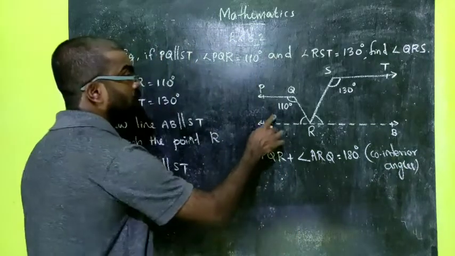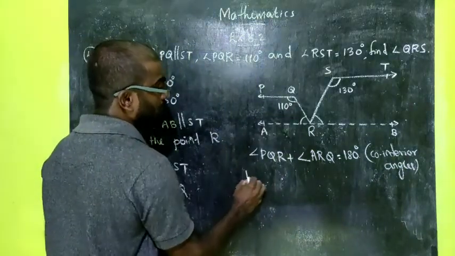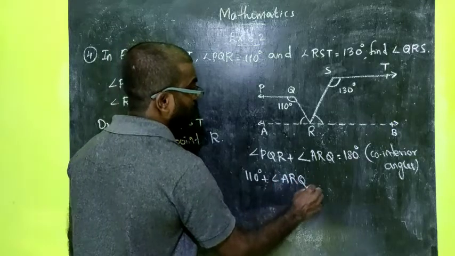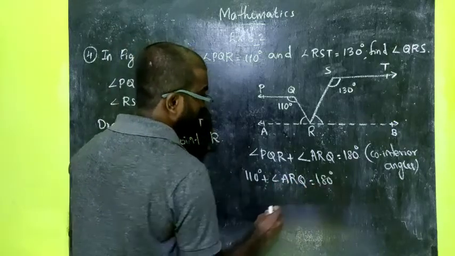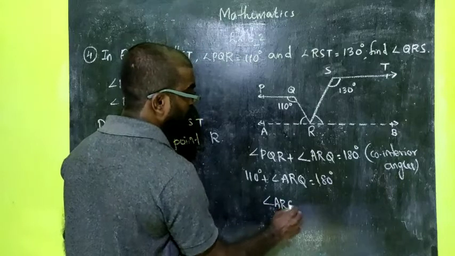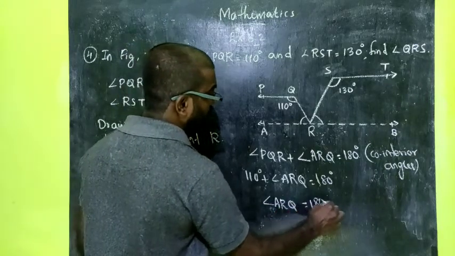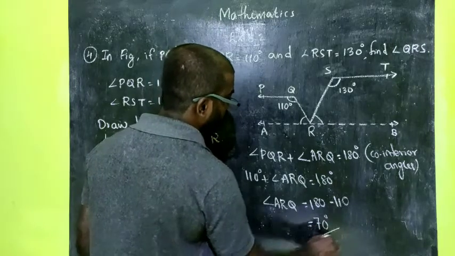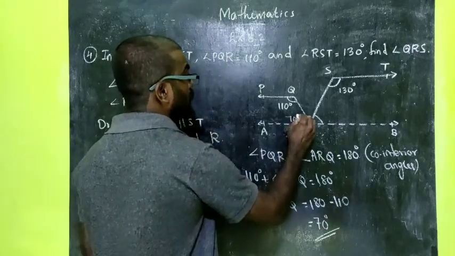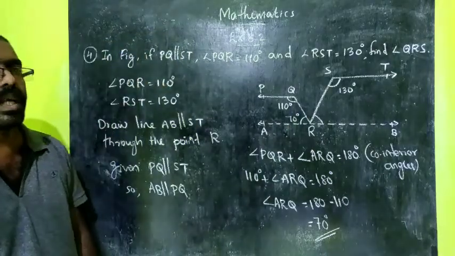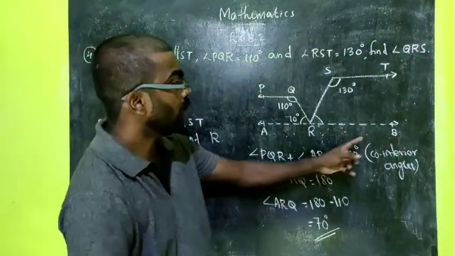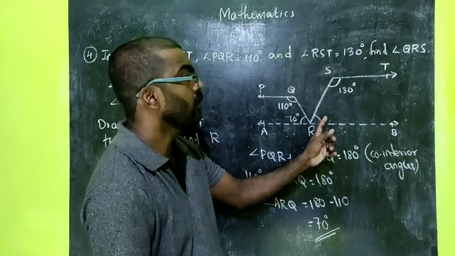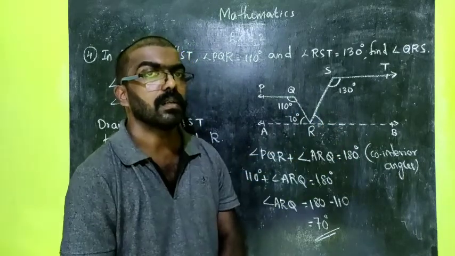Now we can replace the value of PQR. 110 degrees plus angle ARQ equal to 180 degrees and angle ARQ equal to 180 minus 110, which is 70 degrees. So here the angle is 70 degrees. Similarly, we can find the angle BRS. 180 minus 130, we will get what? 50 degrees.